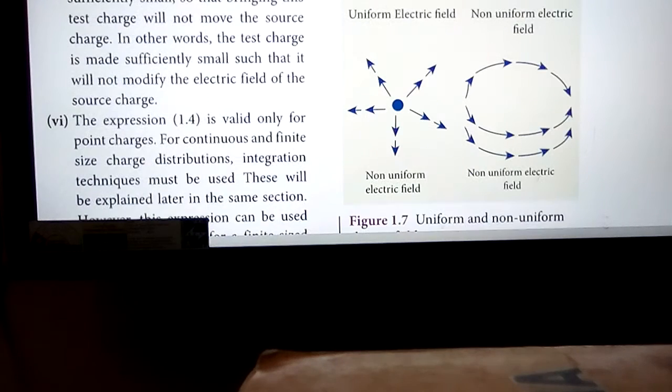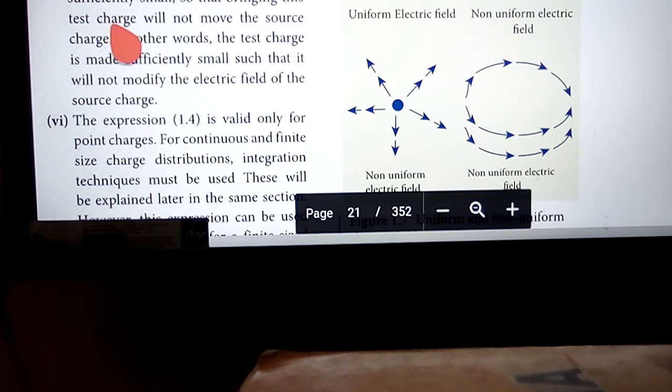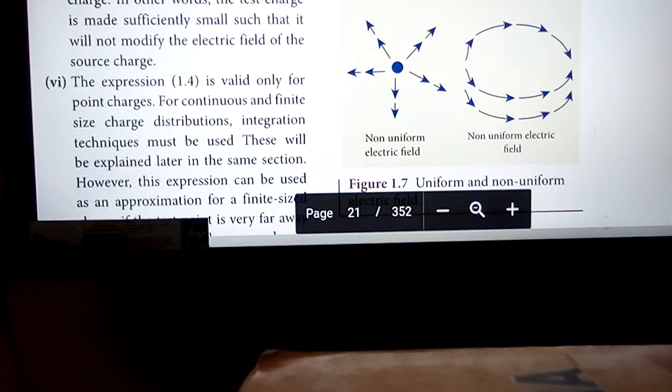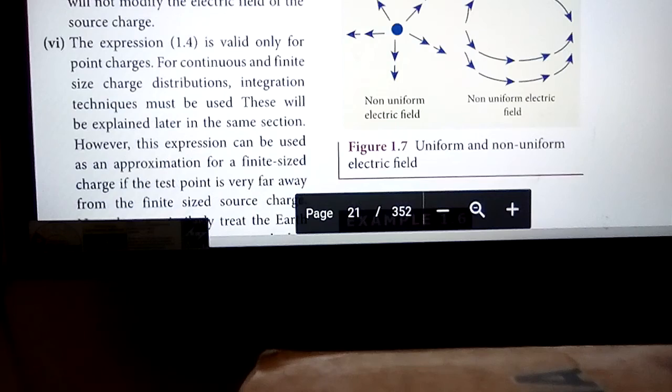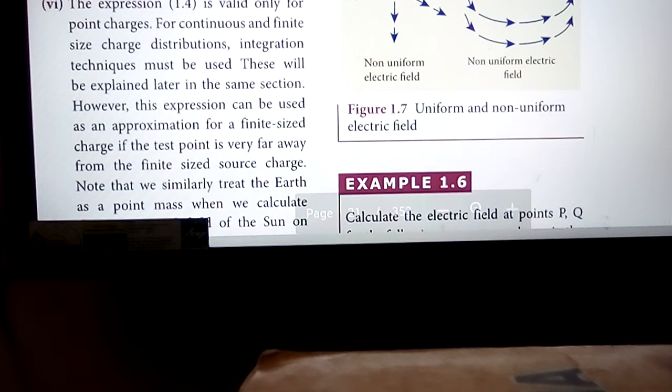Now the next point is that the test charge Q is taken sufficiently small, so that bringing this charge will not move the source charge. Therefore the test charge is made sufficiently small such that it will not modify the electric field of the source charge. The expression 1.4 will be valid only for point charges, but for continuous and finite size charge distributions, we have to apply some integration techniques that we will see later. Now that is only an approximation for a finite size charge.